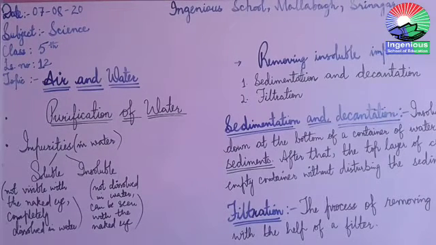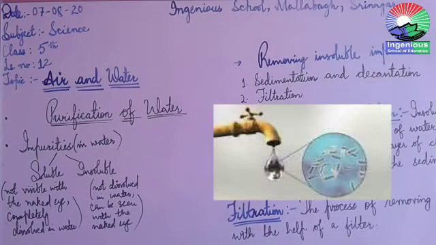Students, as you all know, 70% of the surface of earth is covered with water. The water that is supplied to our homes through taps is not pure. It has certain impurities in it.